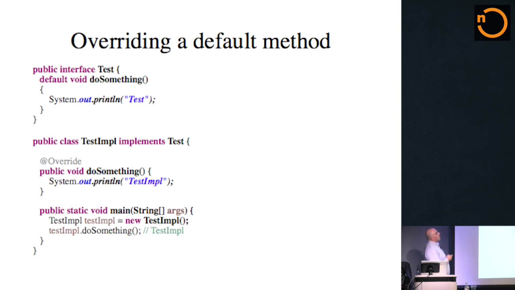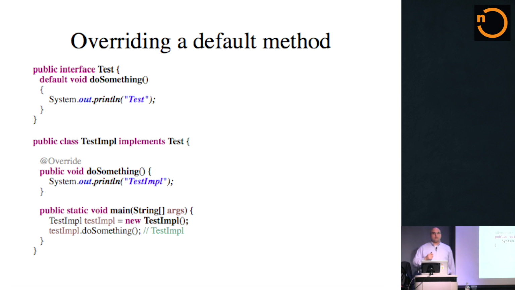So how would you override it? That was the first question that was asked. And the answer is you just override it. You just provide an implementation. And if you do that, it will use the implementation that comes with the class rather than the one that comes from the interface, just like you would with regular class inheritance.